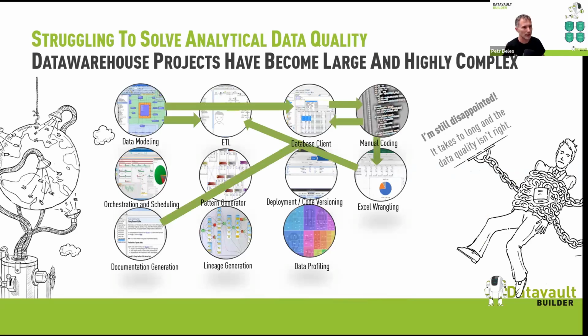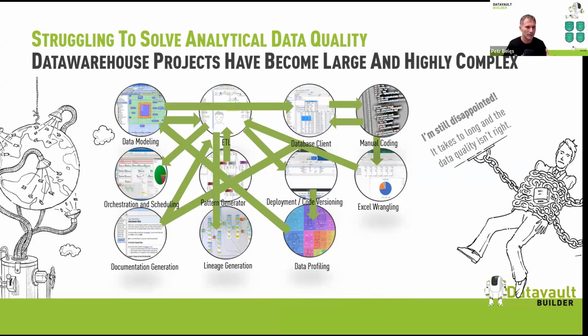So we had one tool for data modeling, we had the ETL tool, we had database client software, we had manual coding, some Excels always, we had the deployment tool, deploying the code, we had a separate data profiling tool, we used some pattern generators to solve things like SCD type 2 historization, then we used the orchestration and scheduling tool, and we wrote documentation manually, and somebody at the end maybe generated some data lineage.